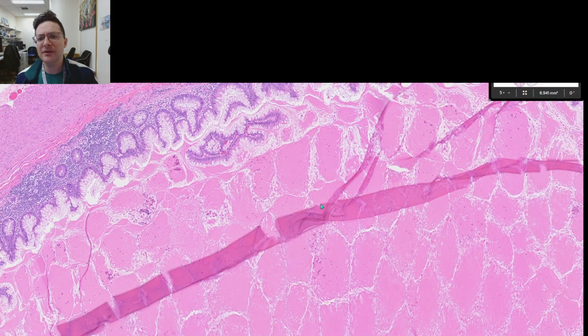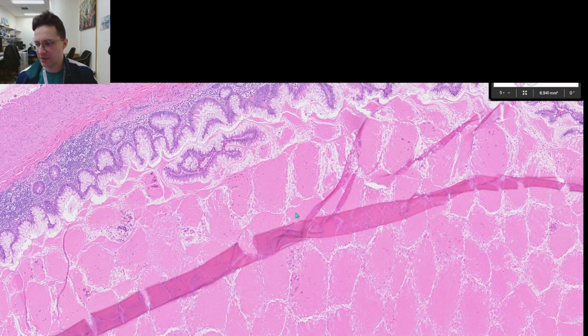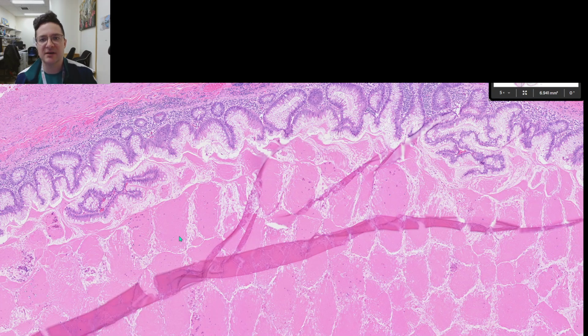Another interesting thing is, I was trying to read up on the literature about this topic, and there are a lot of case reports about appendiceal mucoceles, but when you look at the pictures in pathology, there's no pathology there.